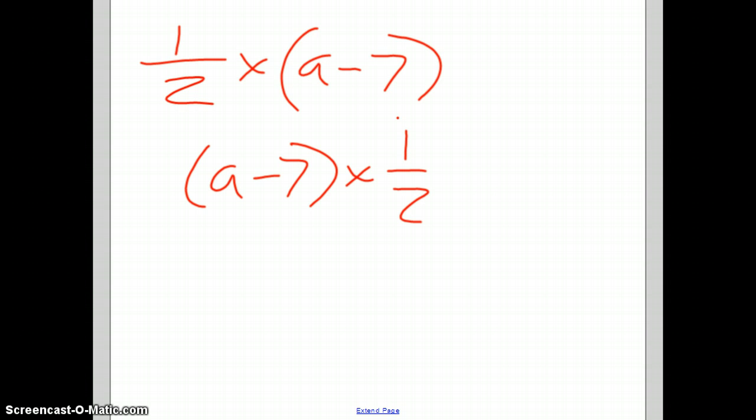Is there another way we could do it? (A minus 7) over 1/2. Well, we can't really put anything over a half, right? Yeah. But I'm going to leave this one up to you guys, especially because we're out of time.